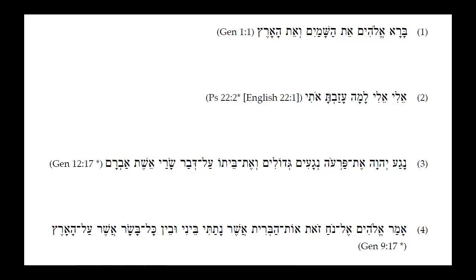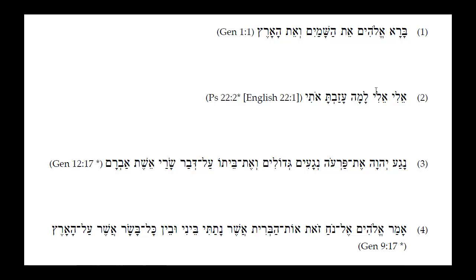Number 2, Eli, Eli, lama azavta oti. Eli, Eli, lama azavta oti. This would be, my God, lama, why have you abandoned? Azavta, you abandoned. Oti, me. Comes out of Psalms 22:2. Of course, what they have written in the Gospels is actually Aramaic. This is the Hebrew out of Psalms. I think in the Aramaic it would be Eloi, Eloi, lama sabachthani. But this is Eli, Eli, lama azavta oti. My God, why have you abandoned me?